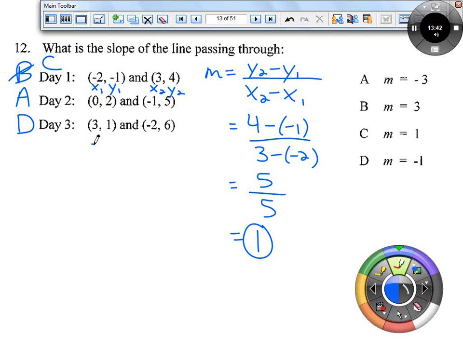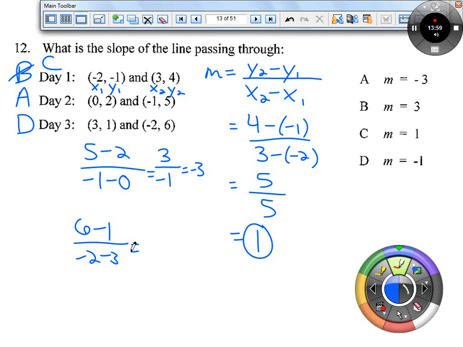So day 2, that'd be 5 minus 2 over negative 1 minus 0. So that would be 3 over negative 1, which equals negative 3. That one says A, so that one's good. Day 3 should be 6 minus 1 over negative 2 minus 3. 5 over negative 5, so that one's negative 1. So that one's good. But it looks like day 1 is actually C. Okay? All right. Next one.